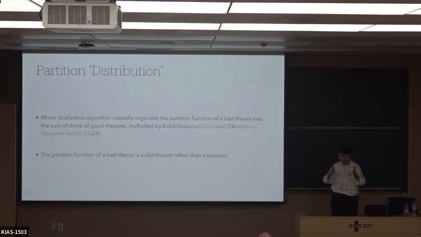So here distribution means a Dirac distribution. So it means a Dirac distribution in the symmetry fugacities. Okay, it means the symmetry must be broken at that point. So it's basically spontaneous symmetry breaking.